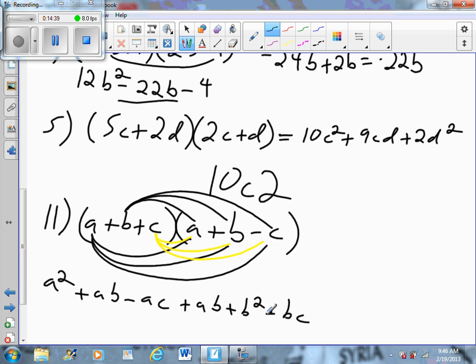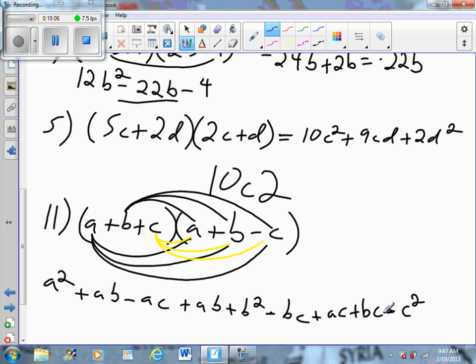Y'all see that? That takes care of a and b times all this. Now c times a. That's going to be plus, not ca, but ac. Let's keep this in alphabetical order. Then, not c times b, let's not put cb, let's put bc, alphabetical order. Positive c times a negative c is negative c squared.